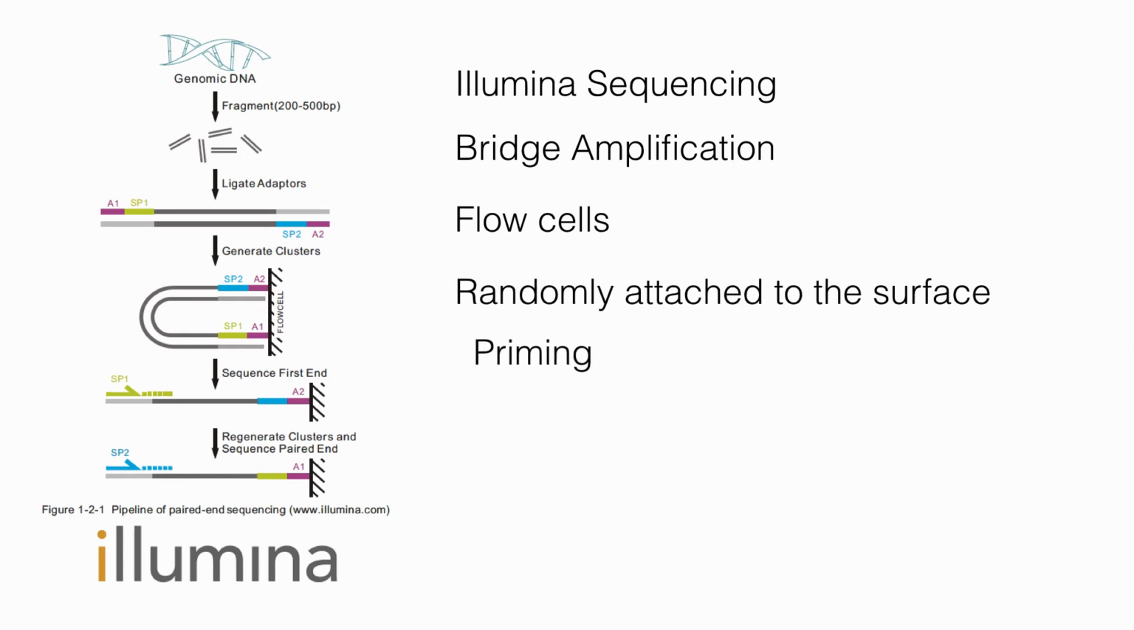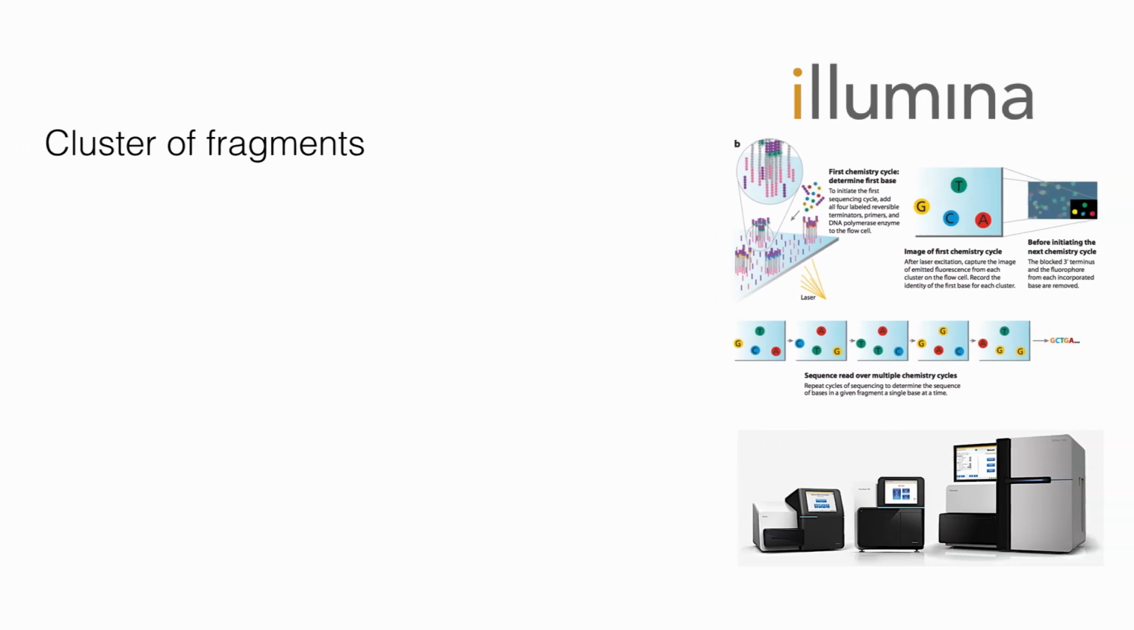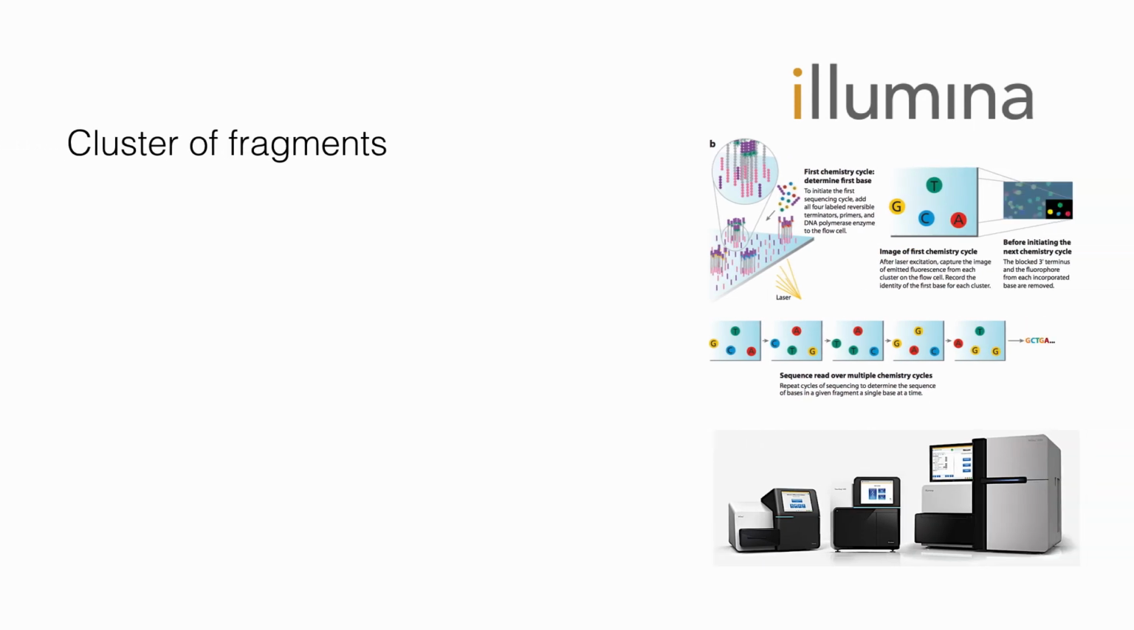Priming occurs as free ends of ligated fragments bow or bridge to a complementary primer on the surface of the flow cell. After a number of cycles, bridge amplification produces a cluster of fragments, each with the same nucleotide sequence at the top. This is where the synthesis begins.